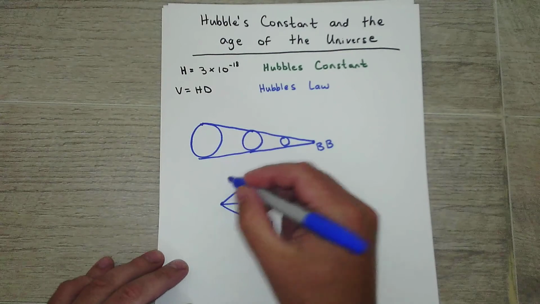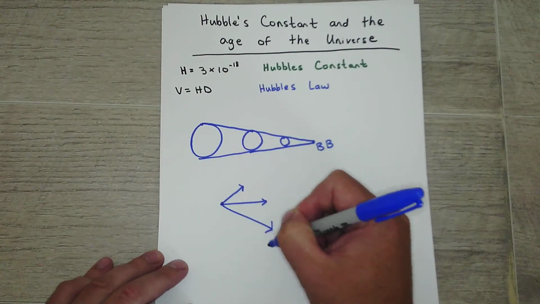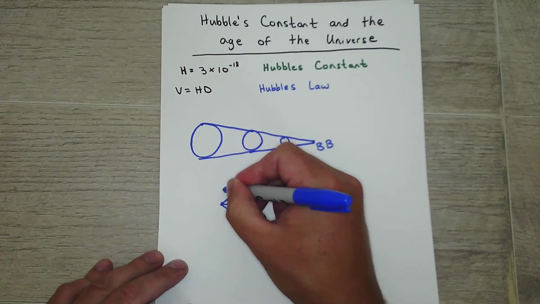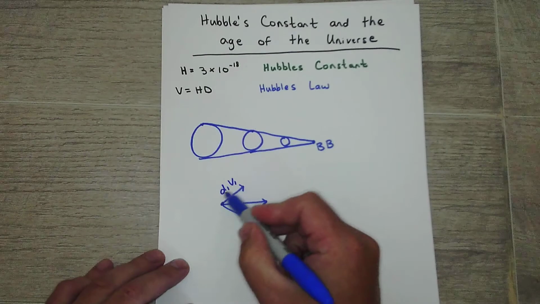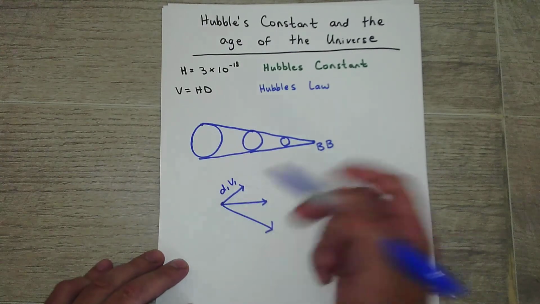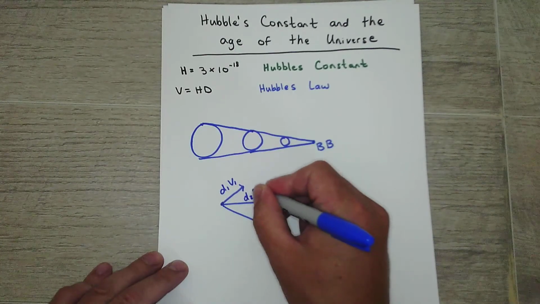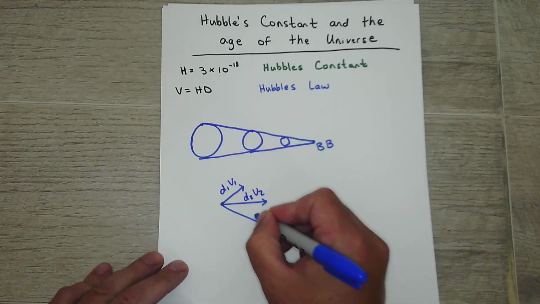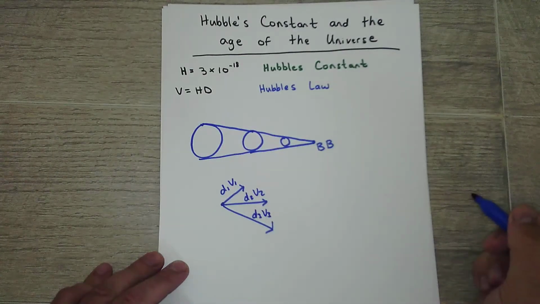So say this is object 1, object 2, and object 3. This one travels a distance, d1, and it has a velocity of v1. So that's this distance and this velocity for this object. And this is object 2, so it has its own distance and its own velocity. And this is object 3, so it's going to have its own distance and its own velocity.